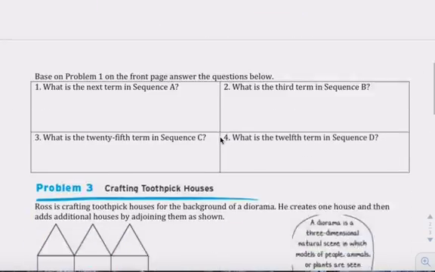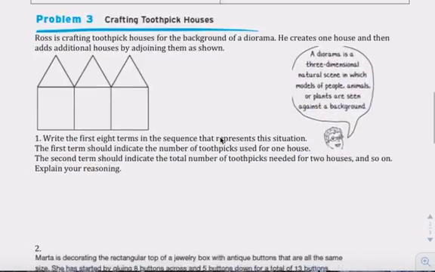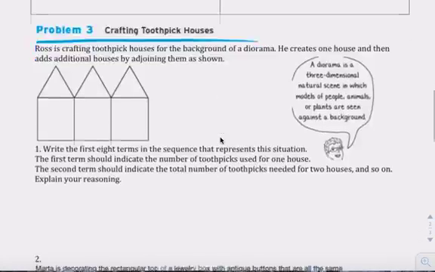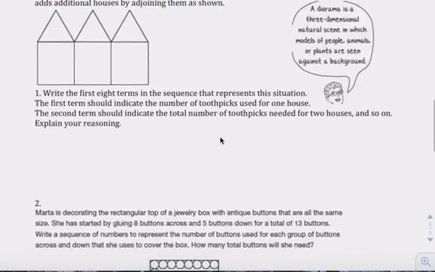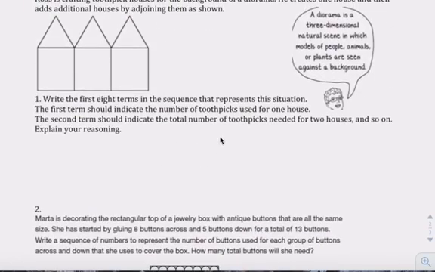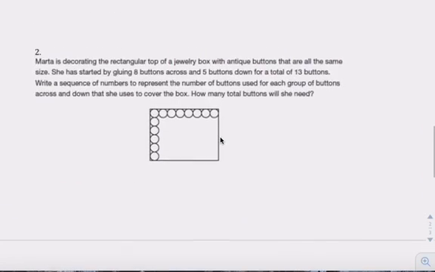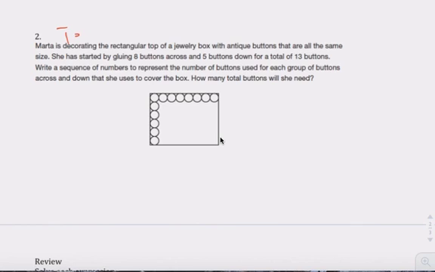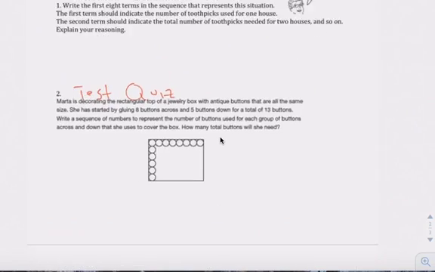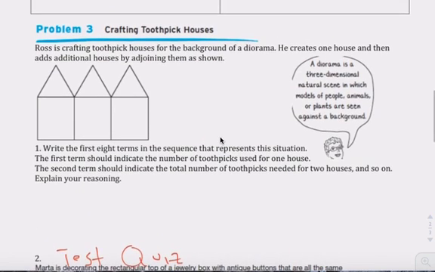Now, if you look at the back, we finished 1, 2, 3, and 4. Some of the class we didn't finish problem 3. I know we finished problem 2. This will be a test question. So, okay, here's problem 3.